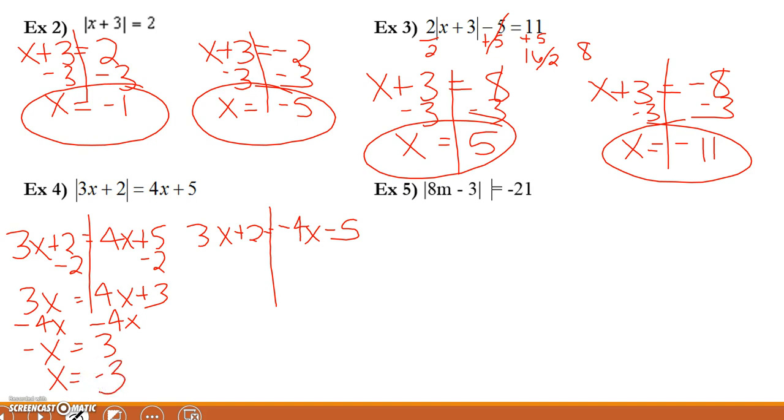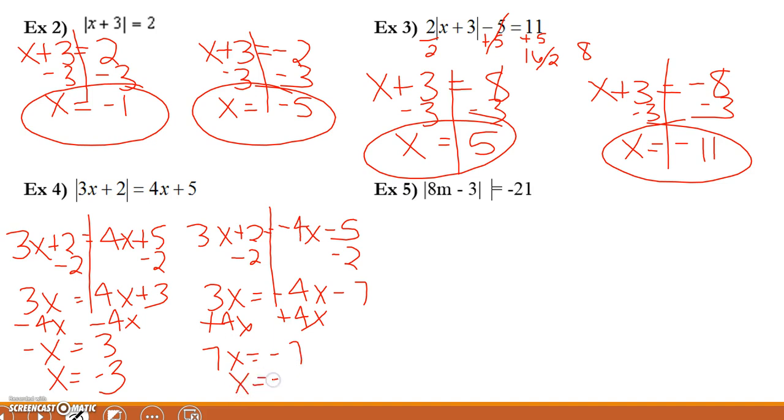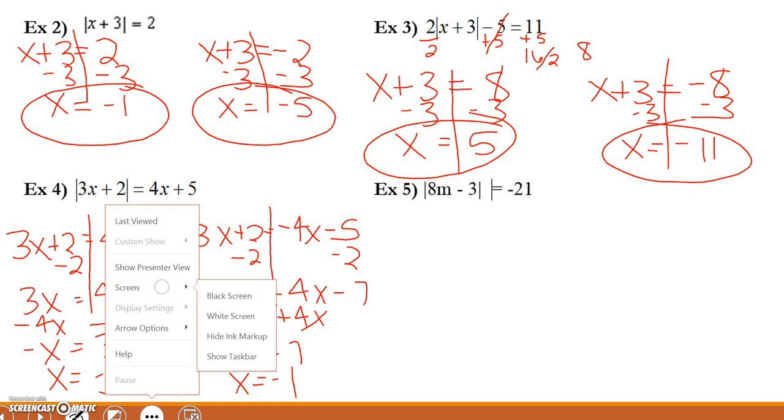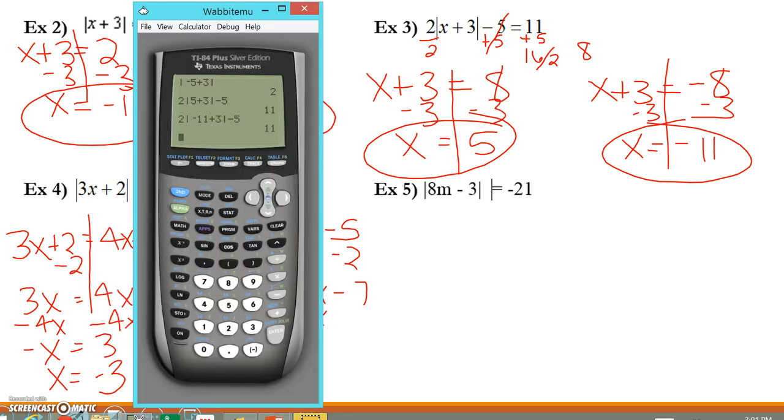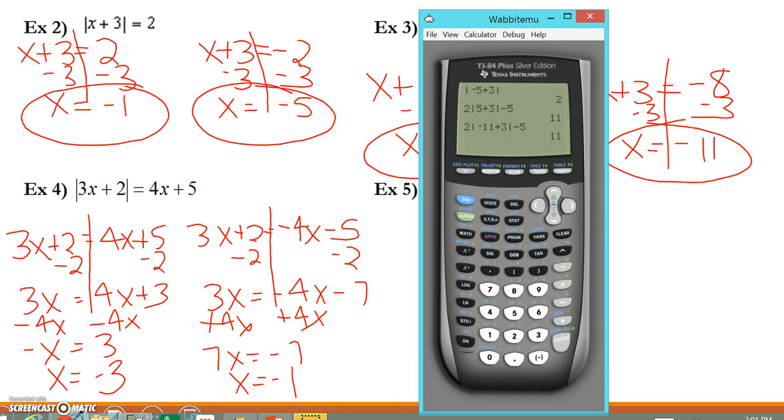Now I'm going to do the same thing with this one. So I'm going to subtract over the 2. That gives me negative 7. I'm going to add over 4x this time. I have 7x equaling negative 7, so x equals negative 1. So when you check these, they're a little bit more difficult to check, but these are the ones you really need to check because a lot of times only one or none of these will work.